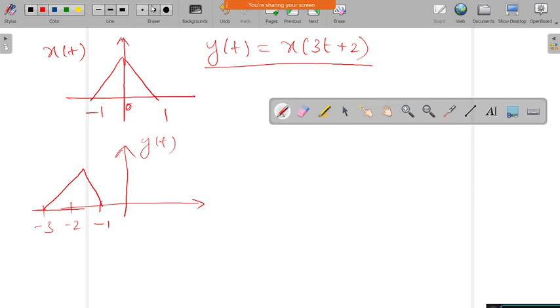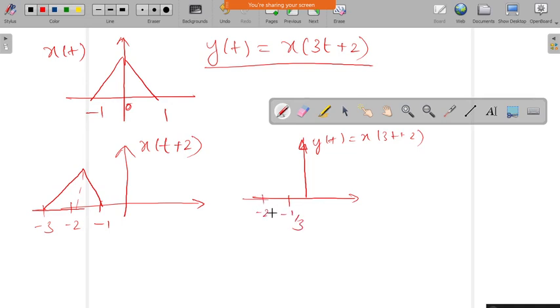So this is actually x of t plus 2, not y of t completely. Now if you scale by the value 3, you will get y of t equal to x of 3t plus 2. So if you scale this one, you will get minus 1 by 3, minus 2 by 3, and then minus 3 by 3. That's how we will get the signal. So this will be between minus 1 to minus 1 by 3. Okay, so this amplitude value will be 1.